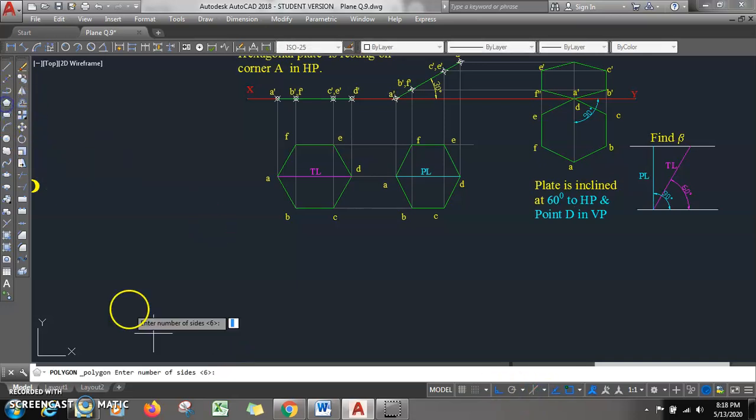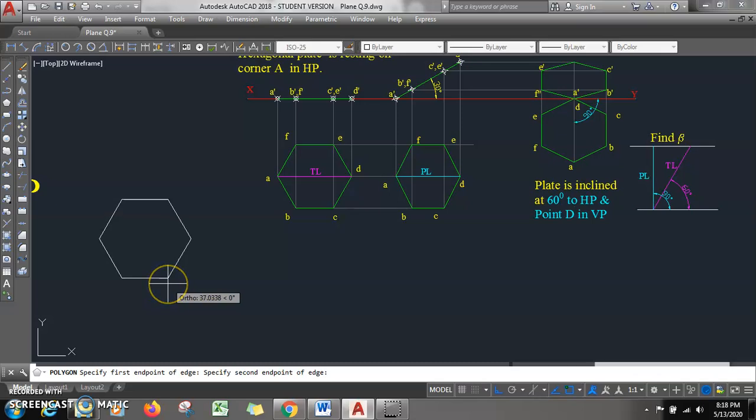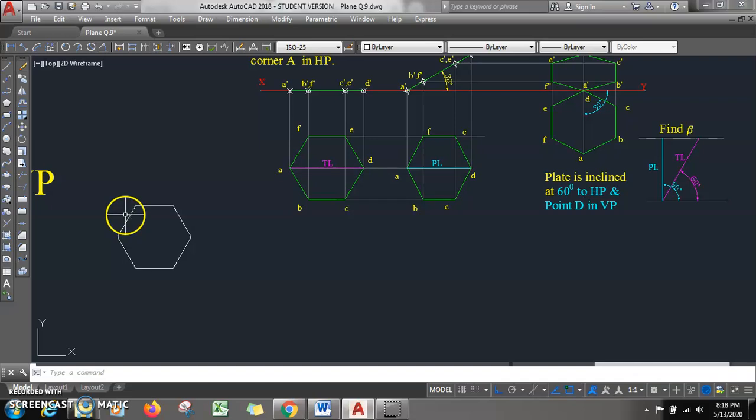Go for polygon, number of sides will be 6, polygon by edge. When we go in the horizontal direction, the resting condition will be resting on a corner, and when we go vertical, it will be resting on an edge. So I will go in the horizontal direction. Side is 30, enter. So this is the hexagon which is resting on a corner.